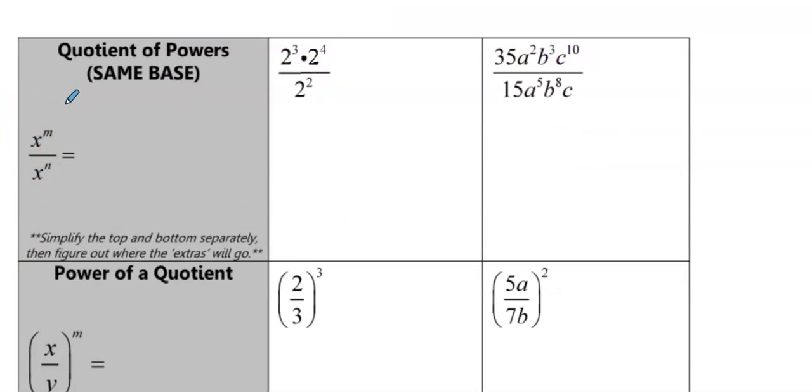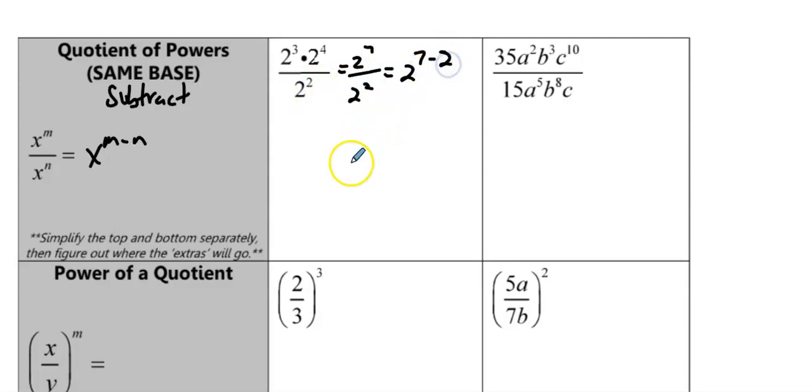Quotient of a power. So with the power of a power, we add it. Now we're going to subtract the exponents. So this would be x to the m minus n. So here, 3 plus 4 would be 2 to the 7th over 2 squared. And now we have 2 to the 7th minus 2. So it's 2 to the 5th, which is 32.